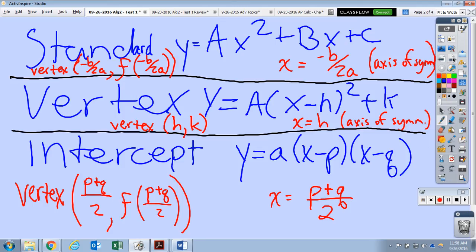Now, if you wanted to find the y-coordinate of your vertex, you simply plug that into whatever the function is. So let's say, for example, x is equal to 3. You simply plug that 3 into this x here and this x here, and whatever that simplifies to would be your y value, the y value of the vertex.